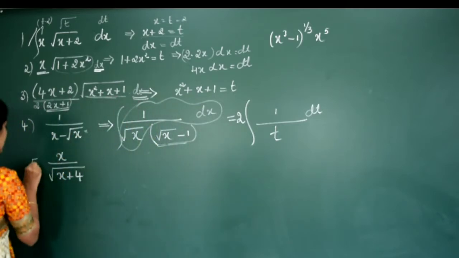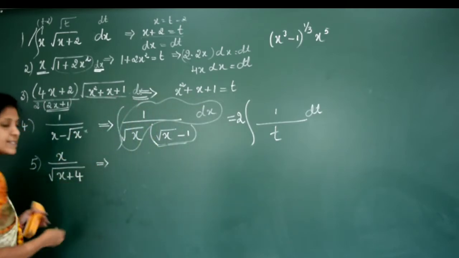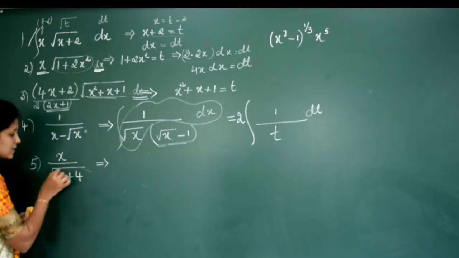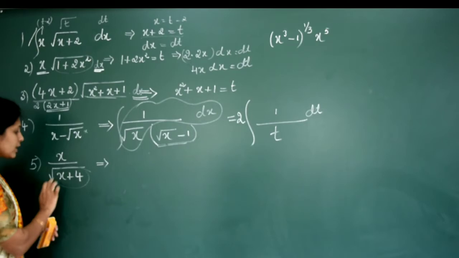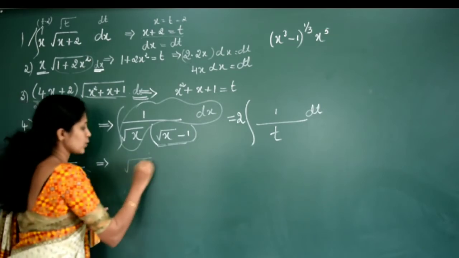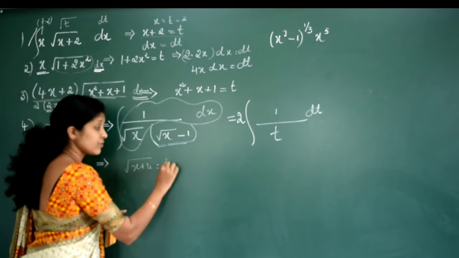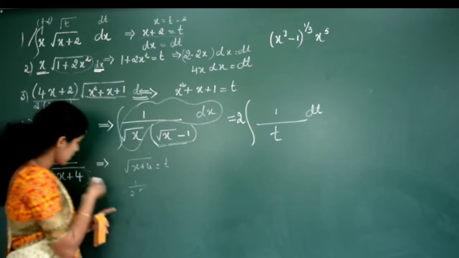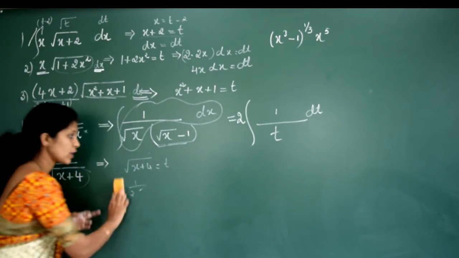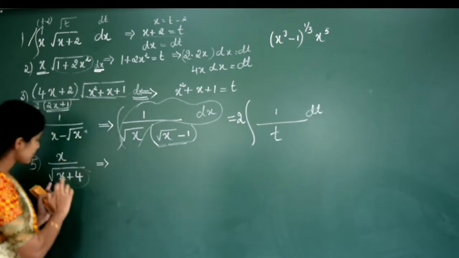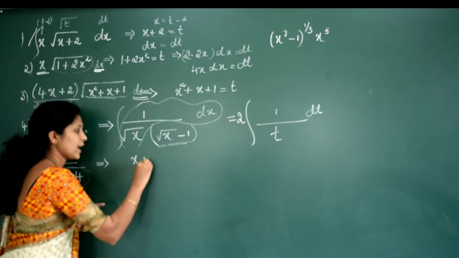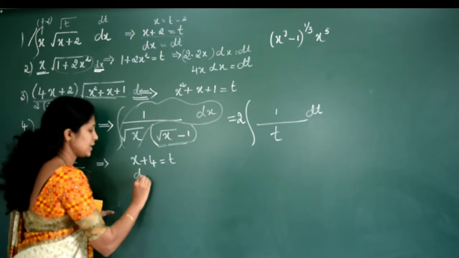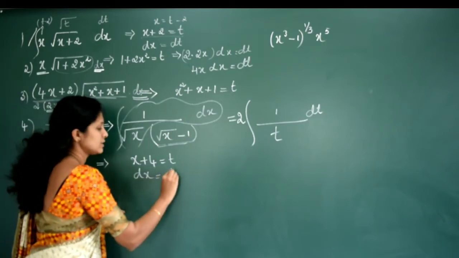Next one, fifth one. See this one, simple it is. x by root of x plus 4. Directly we can give the substitution x plus 4 is equal to t. Don't give root of x plus 4, okay. If you give root of x plus 4 is equal to t, then it's of the form root x. Again you need to write 1 by 2 root x form, right? So again that is not good. So you give the substitution x plus 4 is equal to t. Then differentiate, this will be dx is equal to dt.